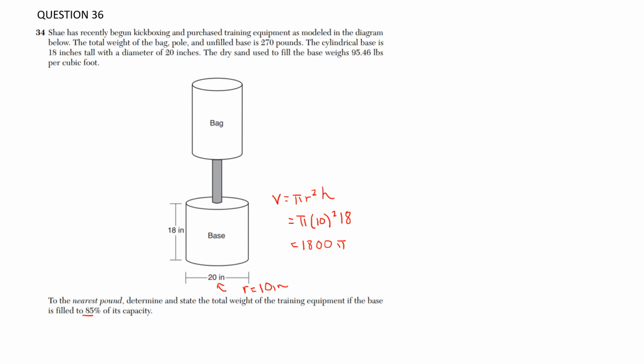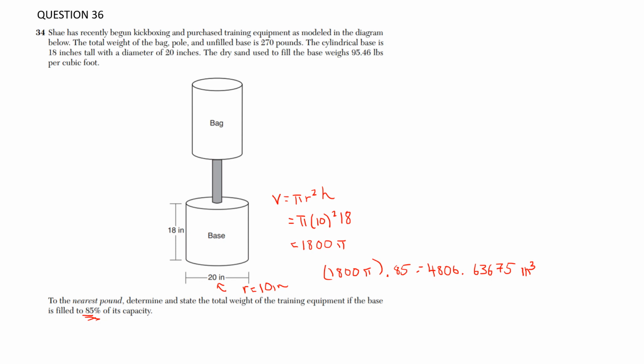All right. So now we're being told that this base is only filled to 85% of its capacity. So let's multiply this 1800 pi value by 0.85, which is equivalent to 85%. That gives us a value of 4806.63675. So now that we have the volume, this is in cubic inches, right?